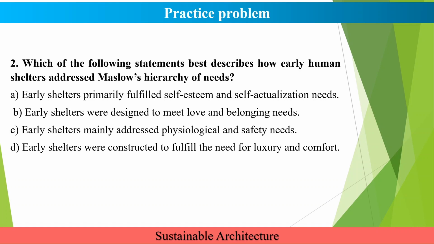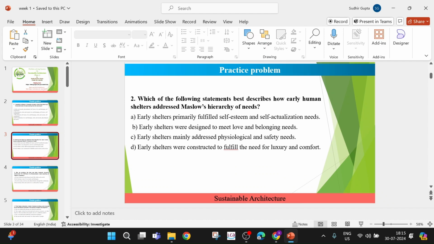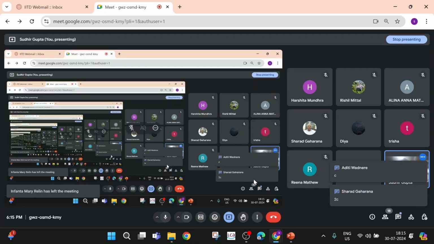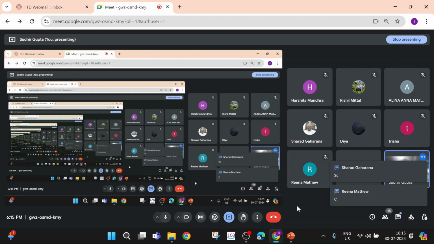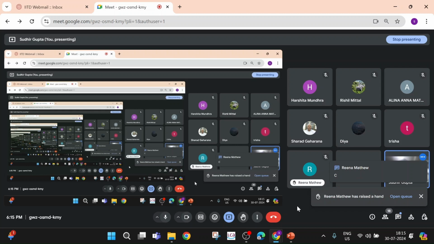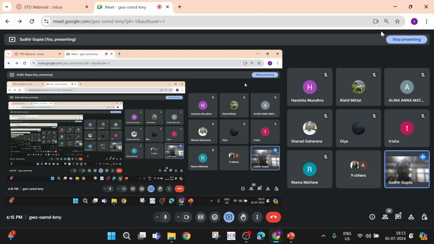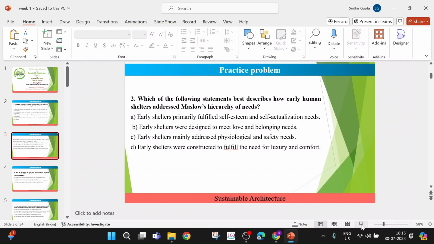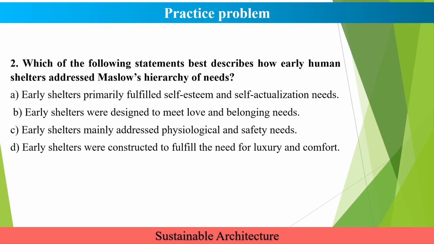There are four options. Let me see. Who said C? C is the right answer. Reena. So for people who have not been able to answer, they can read the question again.